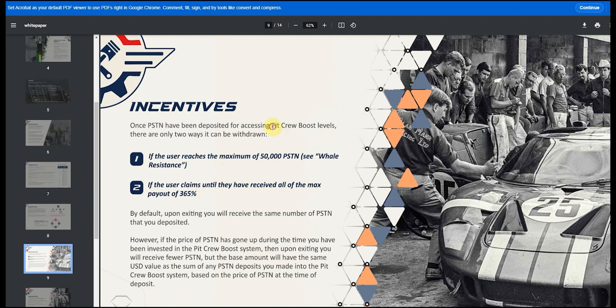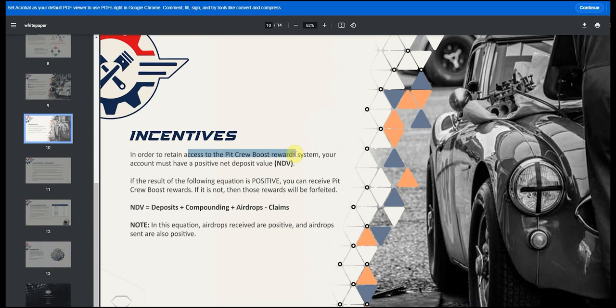So it seems like whatever you put in that pit crew boost, so you can get the additional rewards, is locked up for a period of time until you max out, is what it looks like to me. Of course, in order to access those pit crew boost rewards, you need to have a positive net deposit value. That's to be expected. So you need to be depositing more money than you're taking out to be eligible for rewards, exactly like Drip.